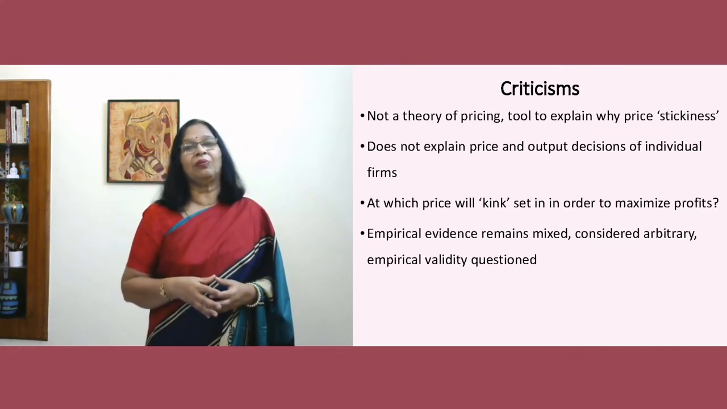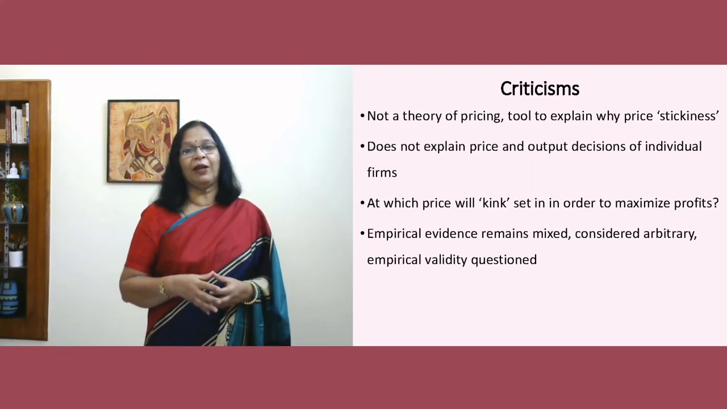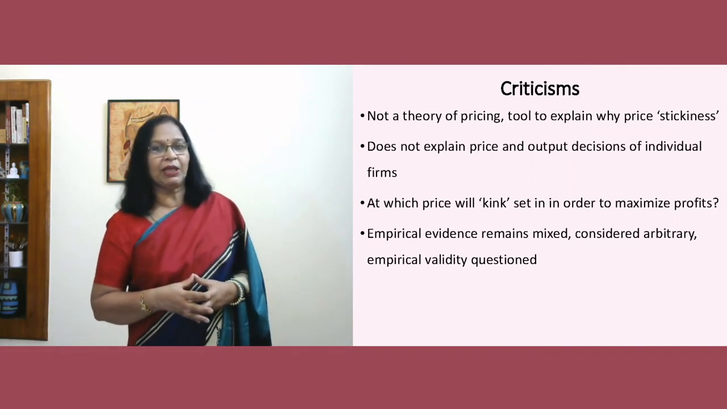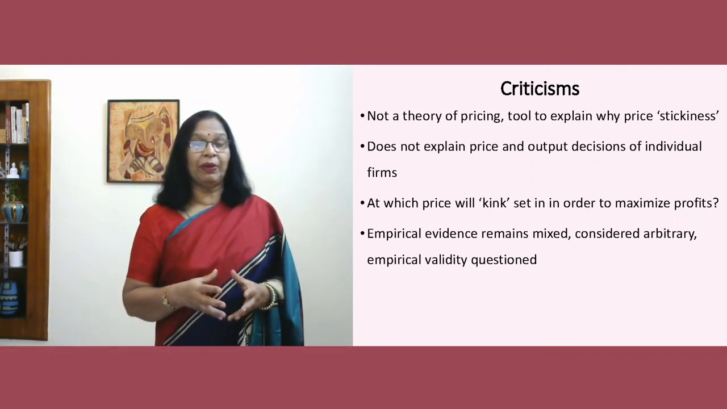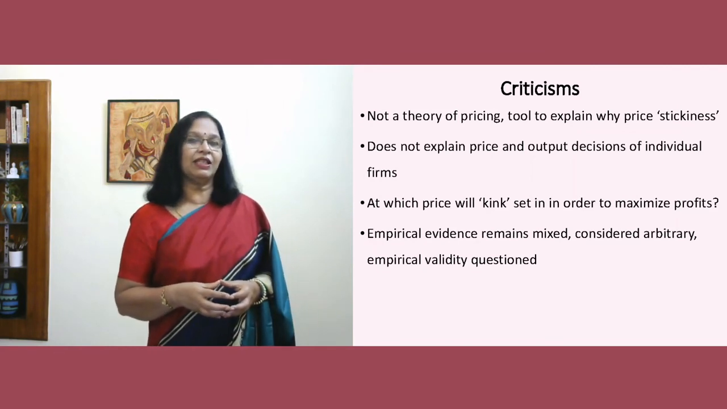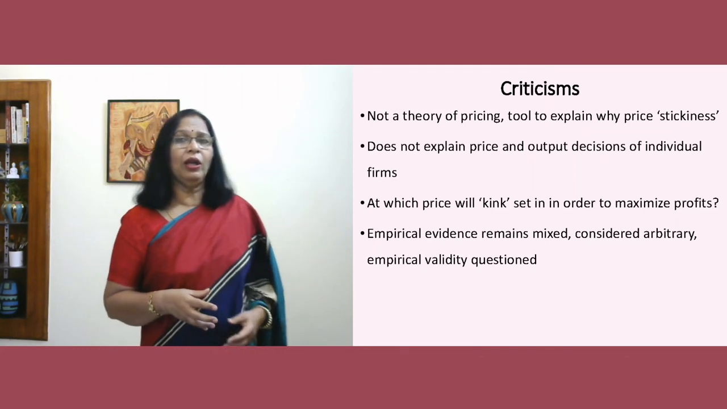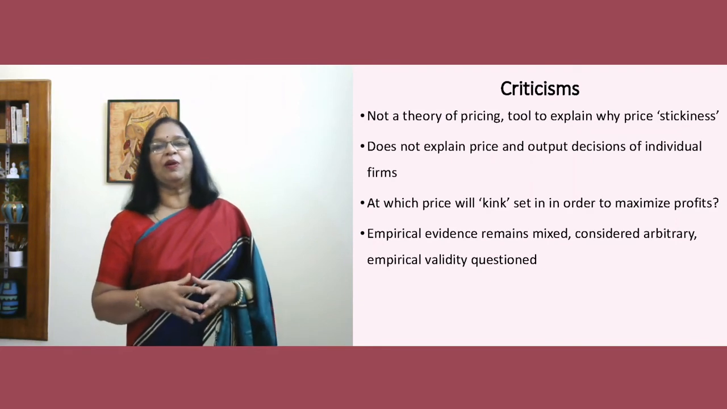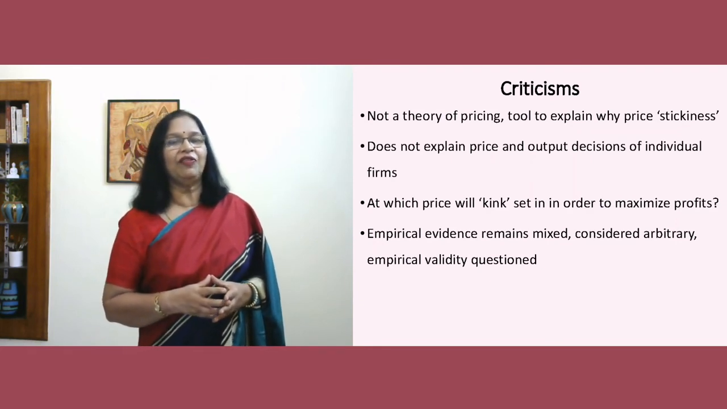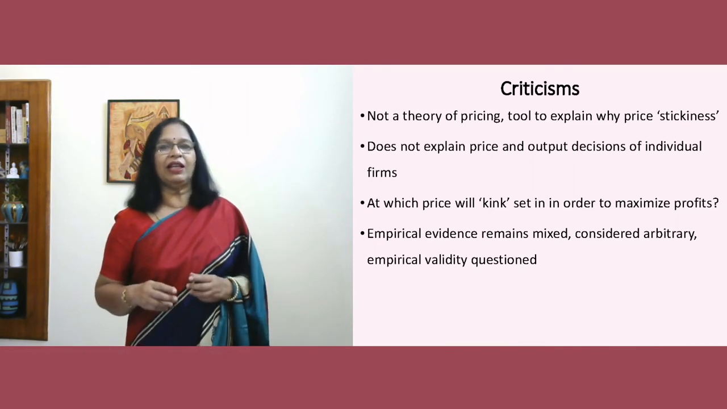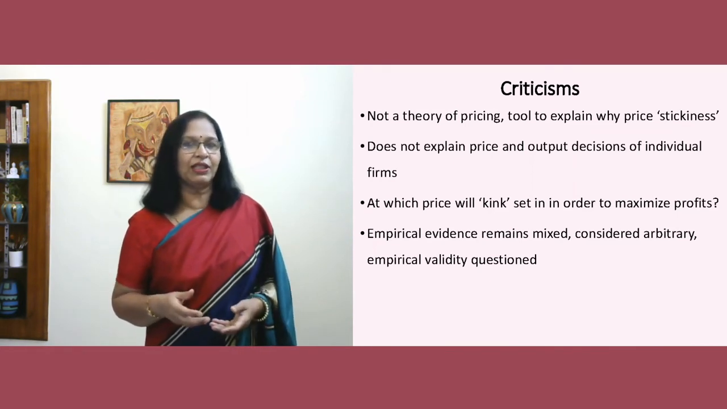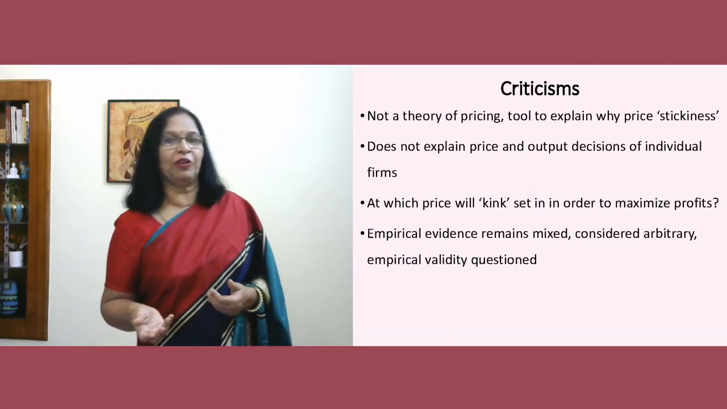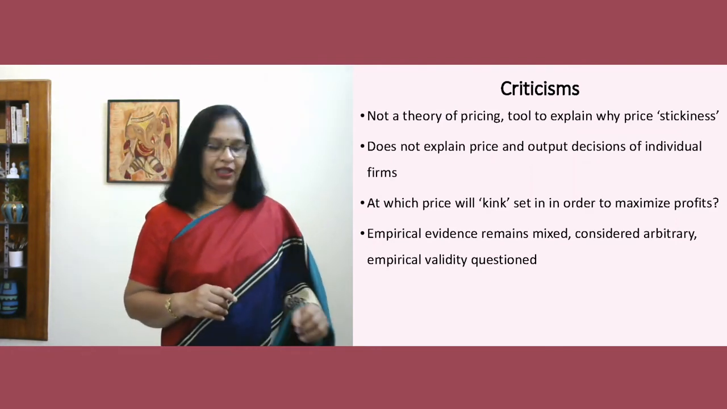The critics often question the empirical evidence of this kind of argument, and they say it remains mixed. The empirical validity is questioned, and similarly it is considered to be arbitrary. Hall and Hitch, for example, had interviewed 39 firms, of which 33 firms were manufacturing. So taking 33 manufacturing firms and concluding that this is how firms will behave is often a question that is raised against the kinked demand curve. Can it be extended like this to other oligopoly firms is often the criticism against this particular theory.